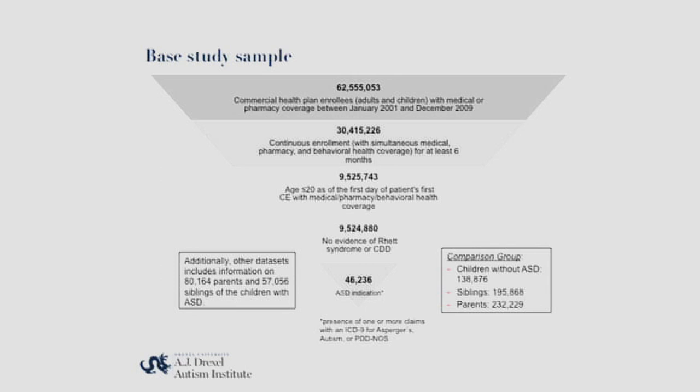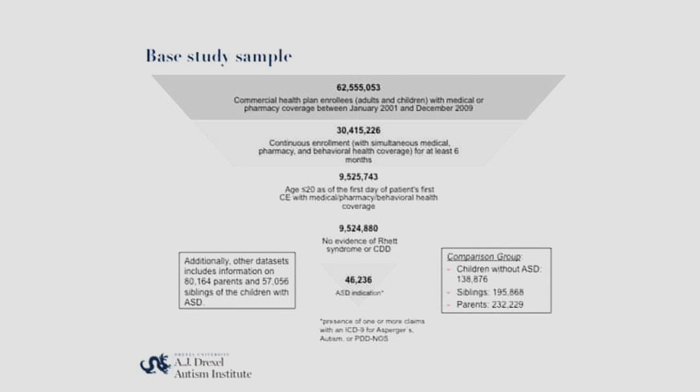Then, in addition, you see in the boxes to the side, we had other data sets that were assembled on the parents of these kids and siblings. And then for a comparison group, we selected approximately three kids who did not have any indication of ASD for each child who did have an indication of ASD. So that's about 140,000 in the comparison cohort.